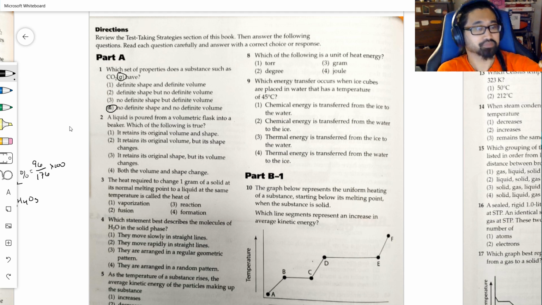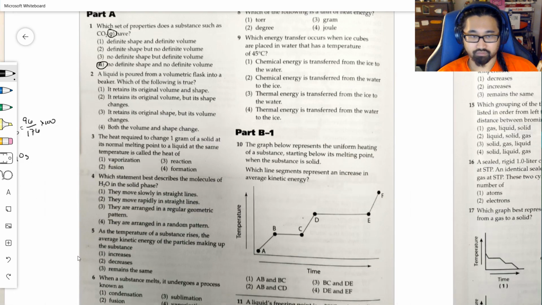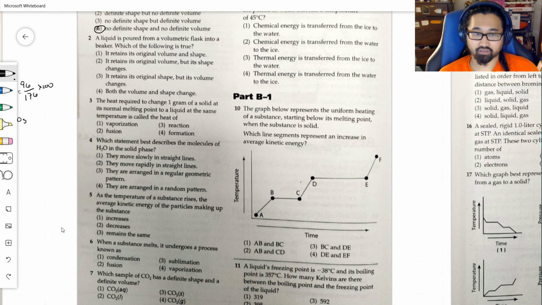All right. Number 4. I need a statement that describes the molecules of water in the solid phase. Solid phase means they are in a regular geometric pattern. It just means that they're exactly in perfect spots. Oh, I forgot number 3. No, I'm looking at the wrong section. Number 5. Temperature rises, average kinetic energy increases. Temperature is average kinetic energy.